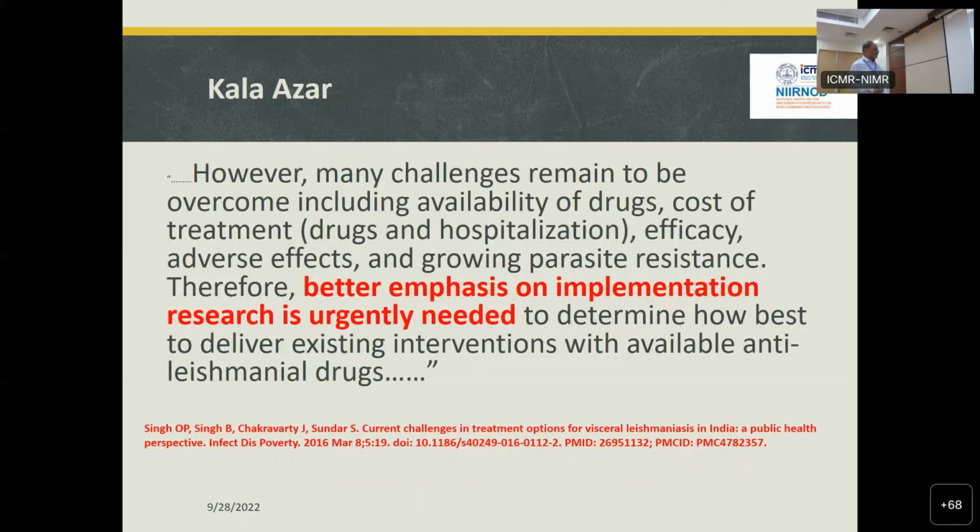And then there is Dr. O.P. Singh, who summarily sums up what I said. He said many challenges remain to be overcome, including availability of drug, cost of treatment, efficacy, adverse effects, and growing parasite resistance. Therefore, better emphasis on implementation research is urgently needed. He said that in 2016. I have not seen anything coming up on what has been done following what Dr. O.P. Singh and his team wrote about implementation research.